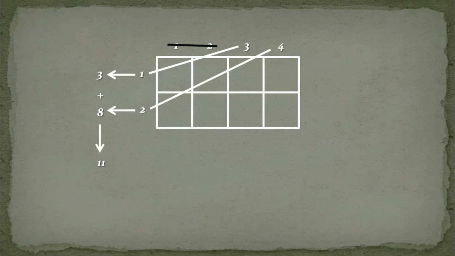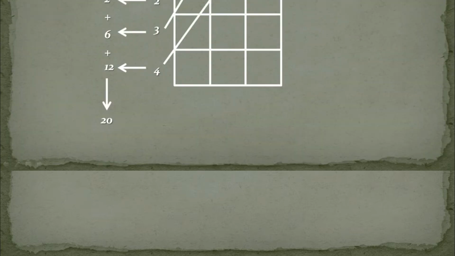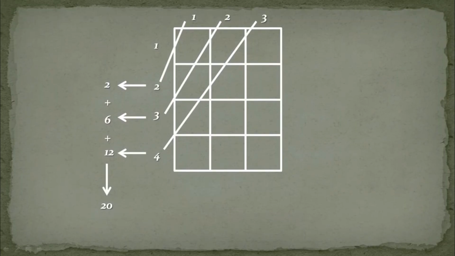Here an important thing to note is that unpaired row or column numbers are neglected, which I have crossed with black line, and they have no effect on the answer. Let us take another example. Here by this method we get 12 plus 6 plus 2 is equal to 20 squares in the figure. Here 1 from the first row is left unpaired and hence neglected.